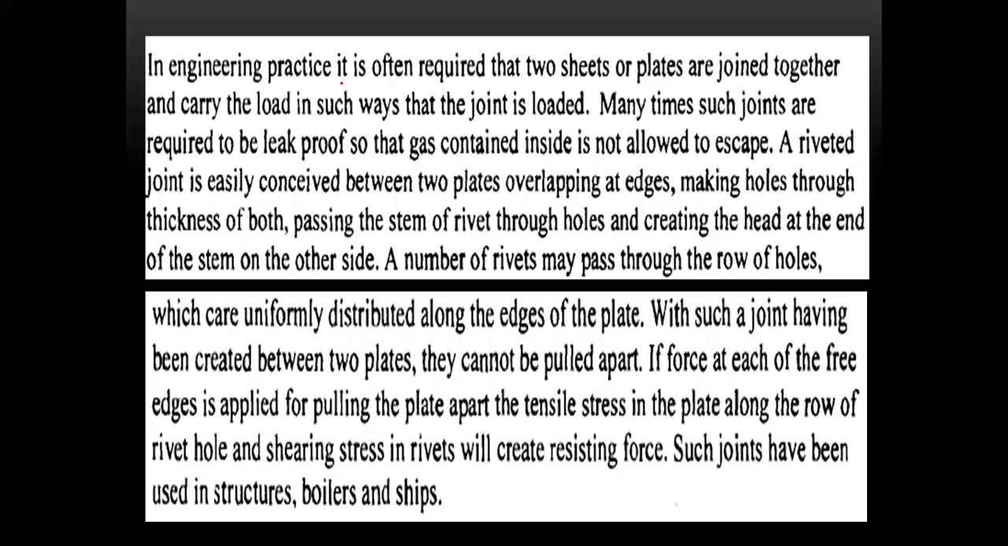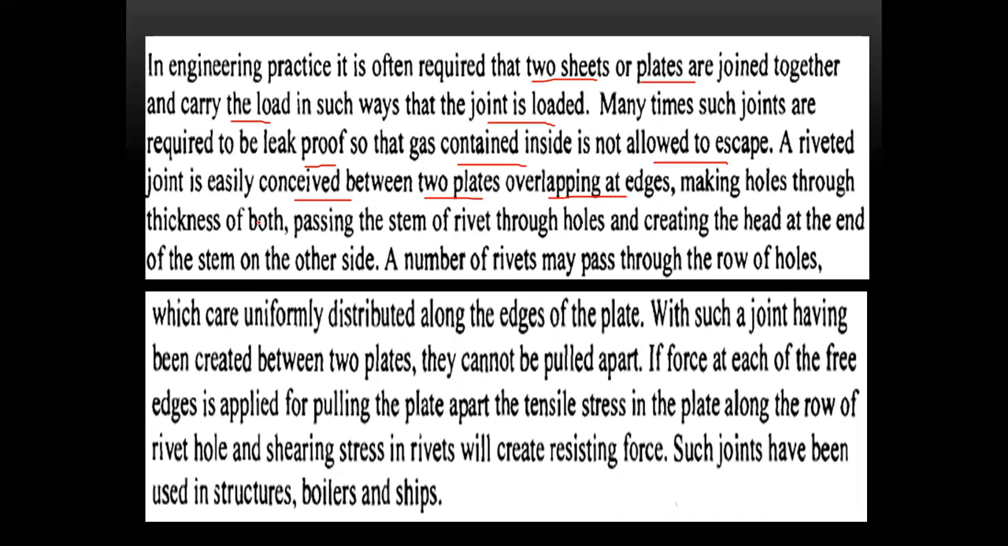In engineering applications, we have two or three sheets or four plates joined together, which carry the load in such a way that the joint is loaded. We can do this by welded joints or by riveted joints. Welded joints are permanent joints, whereas bolt and nut assemblies and rivet joints are semi-permanent joints. Many times such joints are required to be leak proof so that the gas contained inside is not allowed to move outside. A rivet joint is easily conceived between two plates overlapping at the edges.